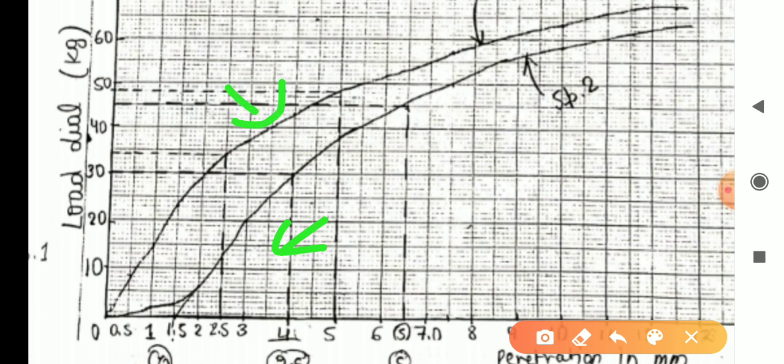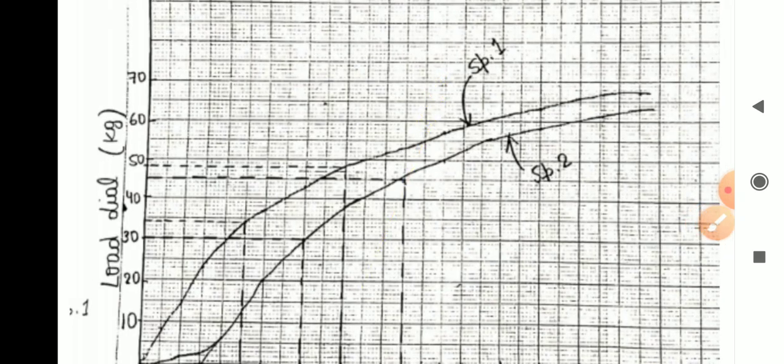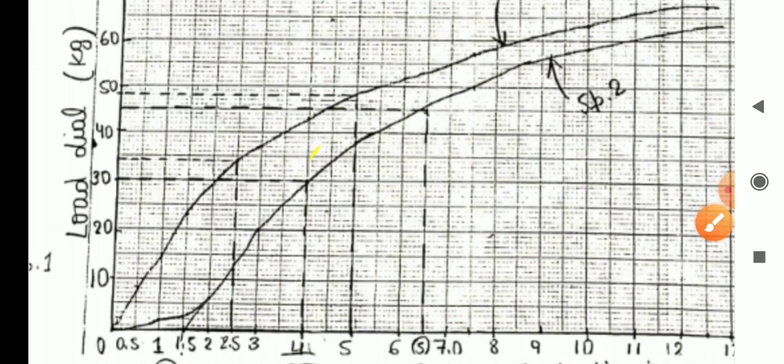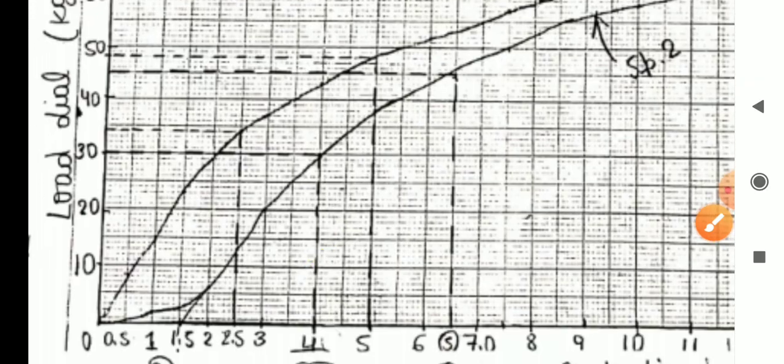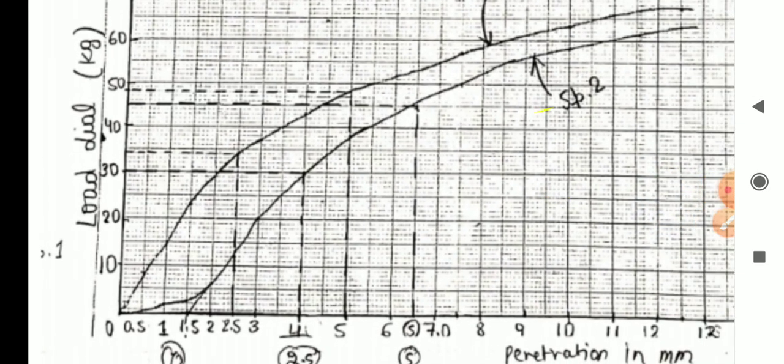Because of that, we have to use a correction factor. That means specimen 2 is totally concave, and this is convex. So wherever concave is there, we have to go for the correction factor. Based on these two results, the x-axis is penetration in mm and the load value is given. So based on that we have to draw the graph.